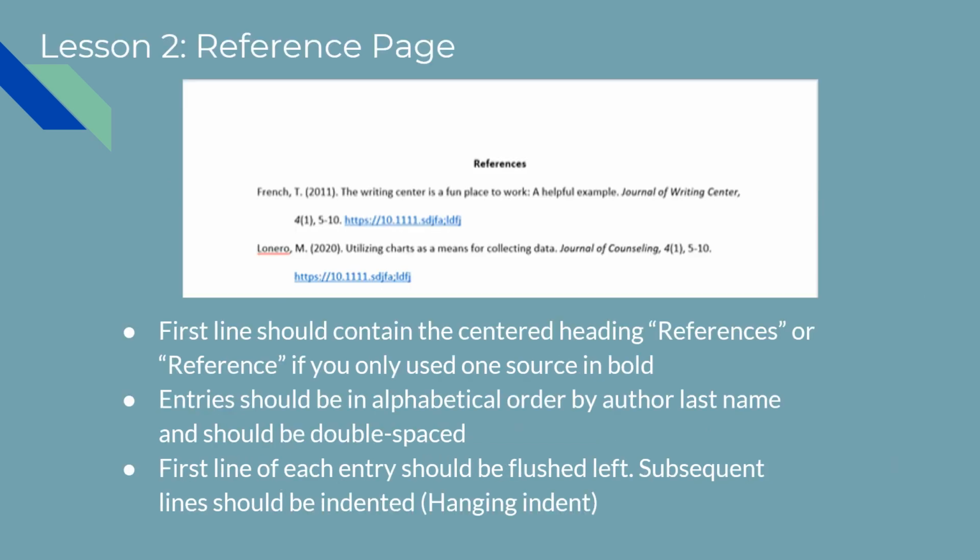The last main section of an APA paper will be your references, and so it should be titled, centered in bold, References if there's multiple sources, or Reference if you only used one source. The entries should be in alphabetical order by the author's last name, and all of these should be double-spaced. And then the first line of each entry should be flush left, and subsequent lines are indented.